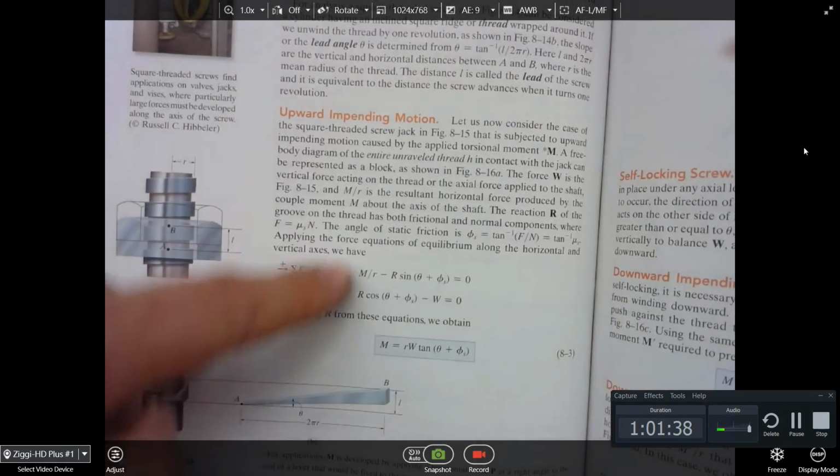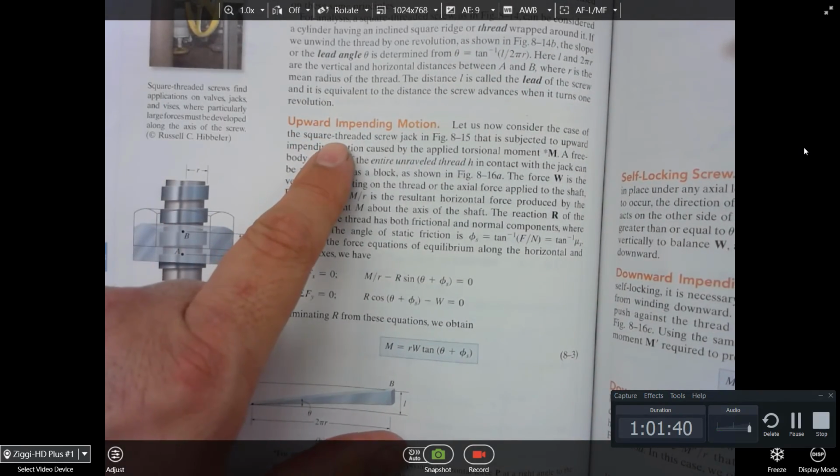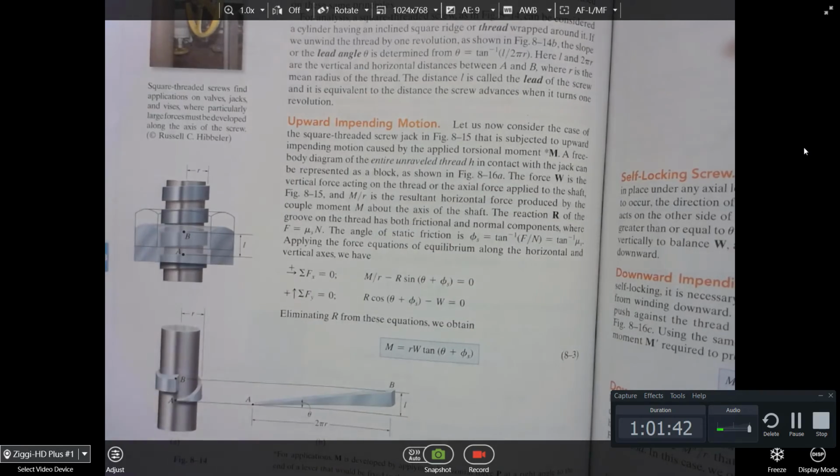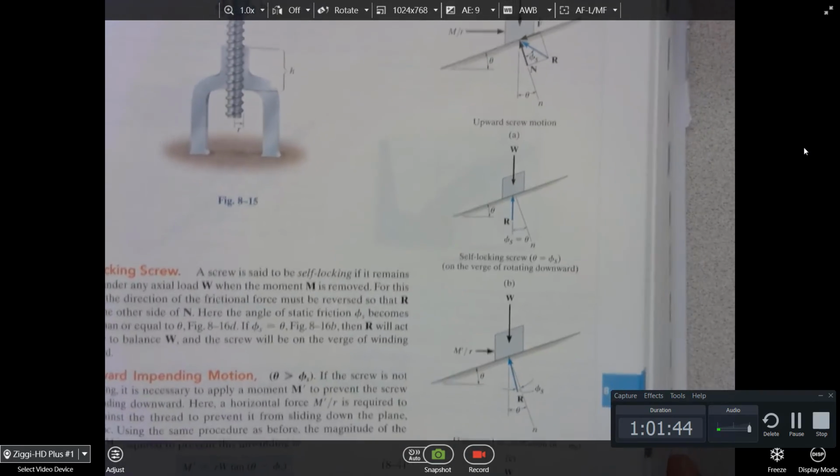So this is section 8.4. What I just did is this is upward impending motion. This is when I'm pushing it up. If I switch, right? What about if I'm going down?